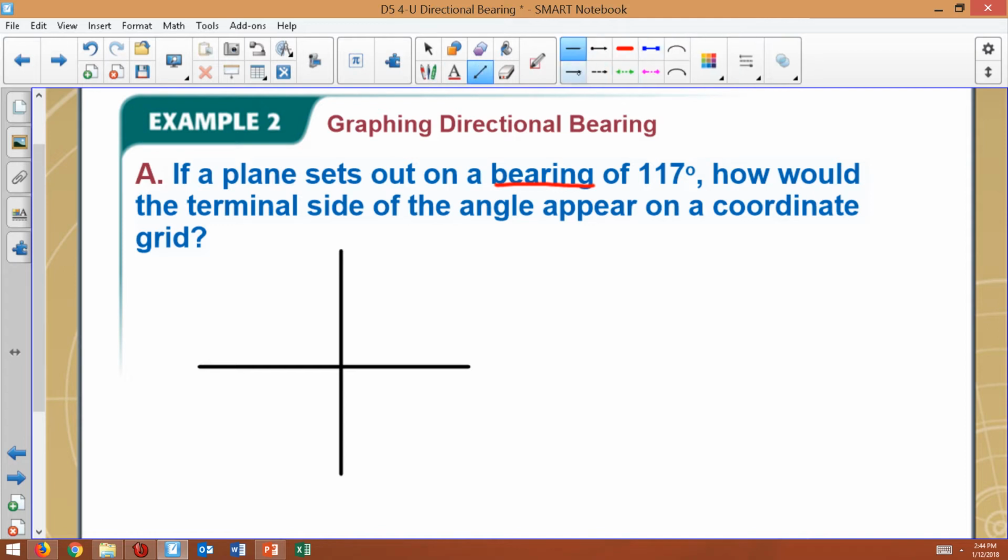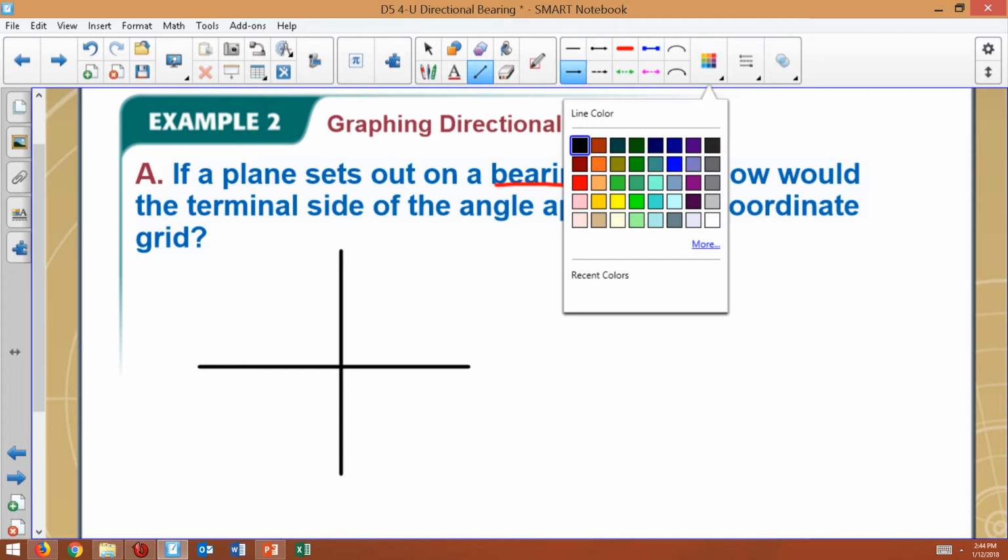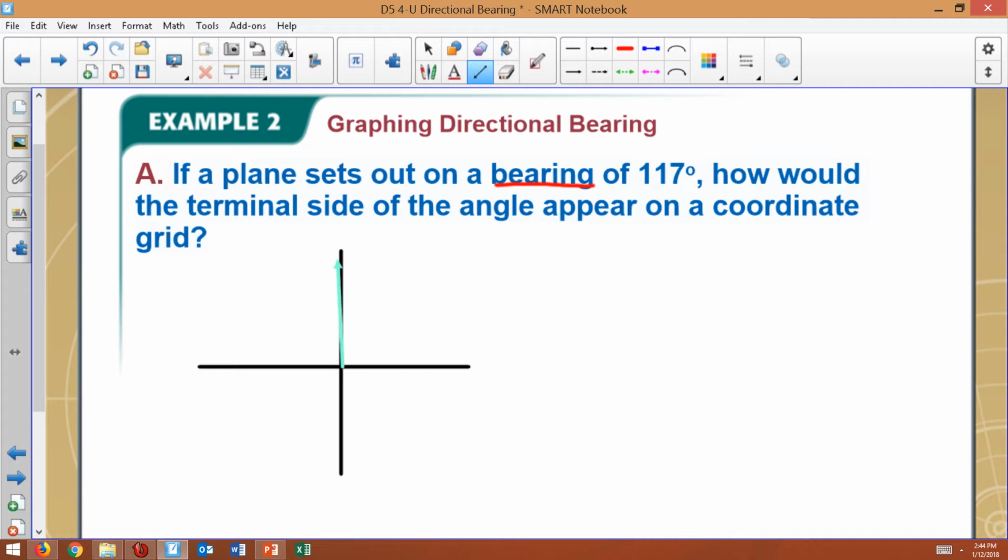So I'll take, let me get a little color here. Start from the north and we go 117 degrees. Well, that's 90. So I would still have to go about 27 more. I'll just say it's about there because we start from the north and we're heading this direction. That would be 117 degrees. It would appear like this.